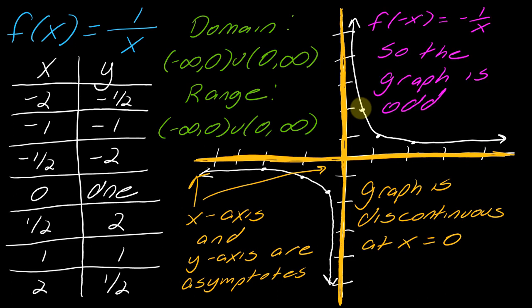And then the last thing to note is symmetry. If I were to plug -x into my function, I would get -1 over x. This is a property of being an odd function, so that would describe the symmetry.